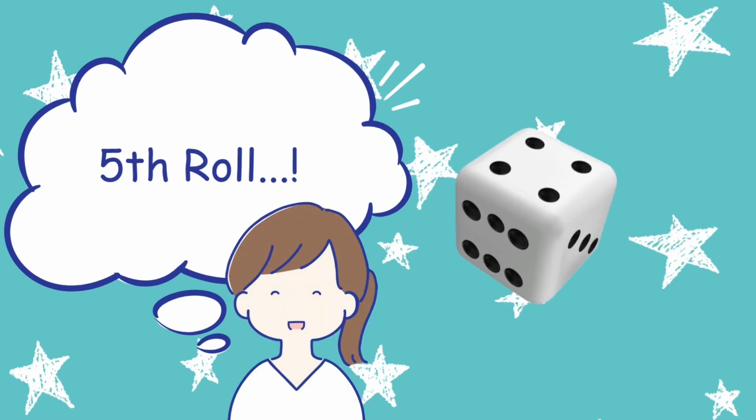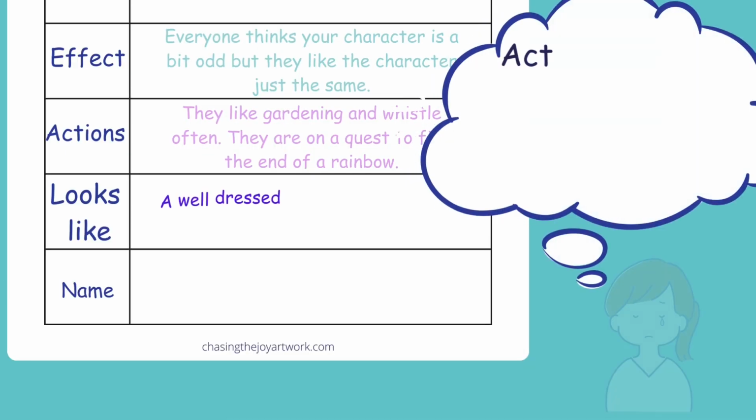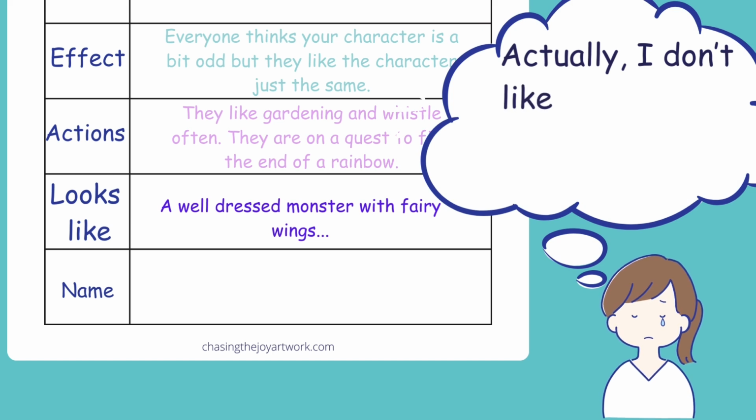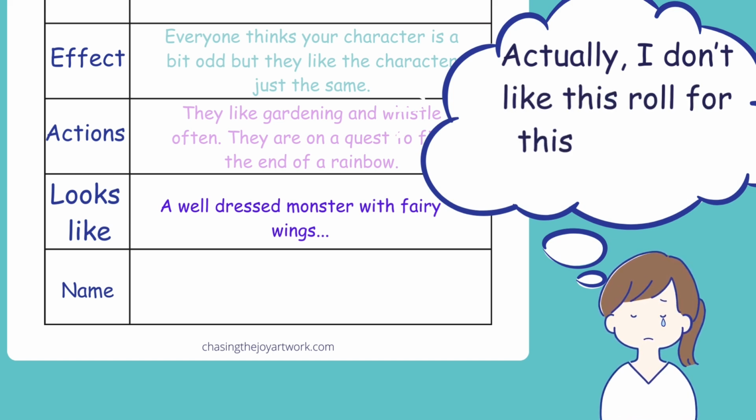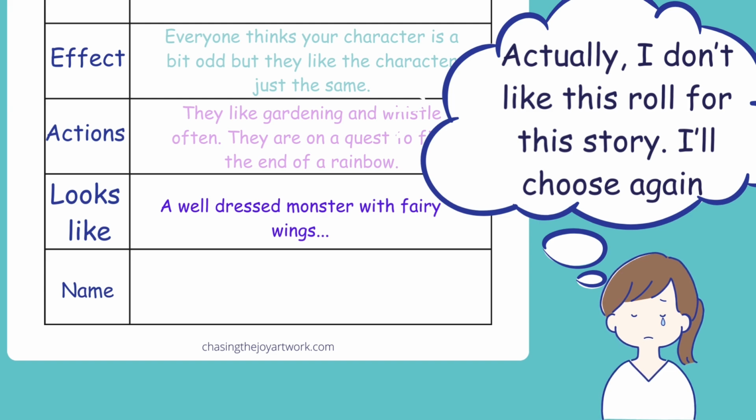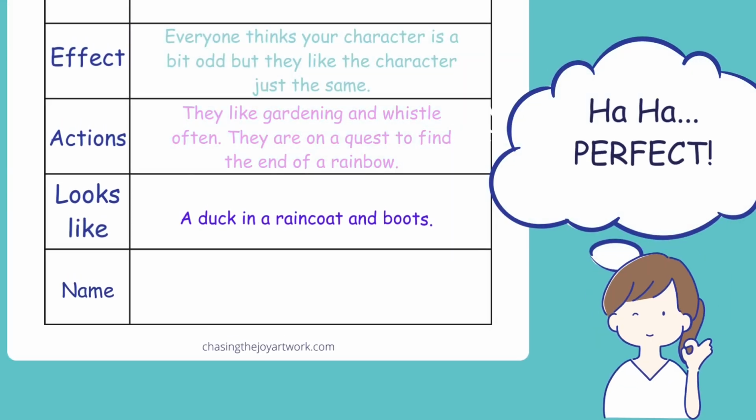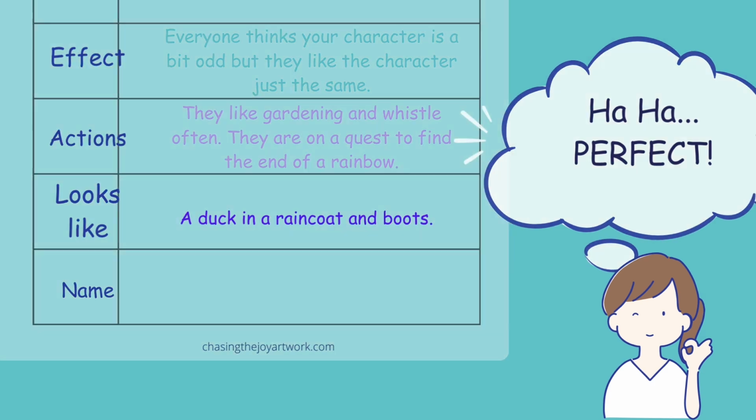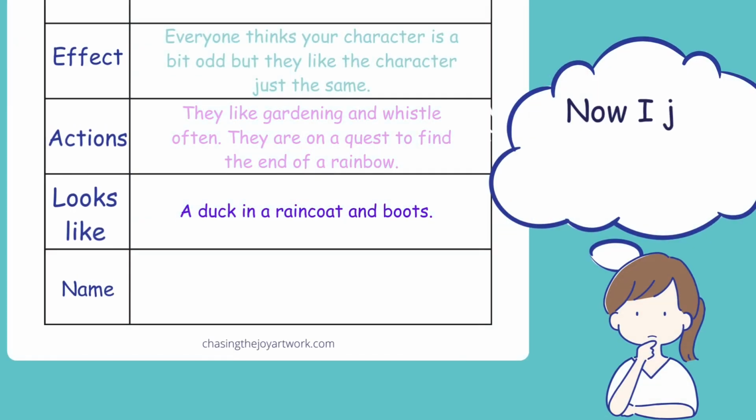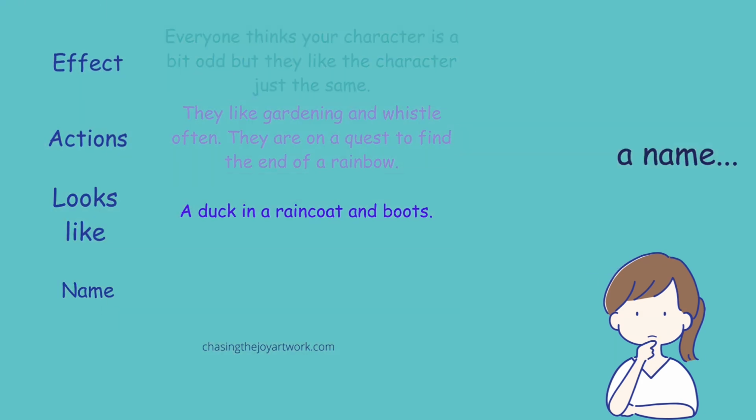Fifth role. A well-dressed monster with fairy wings. Actually, I don't like this role for this story. I'll choose again. A duck in a raincoat and boots. Perfect! Now I just need a name.